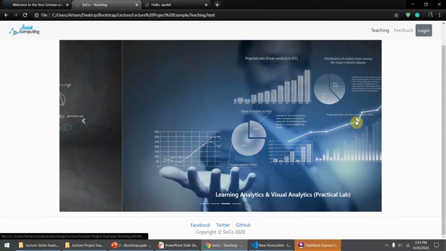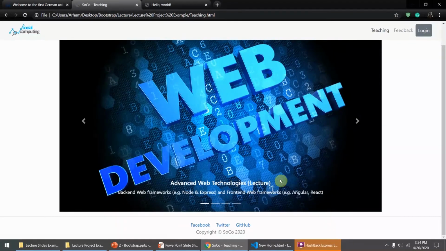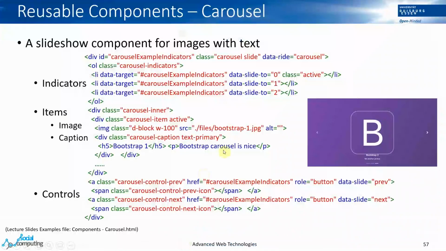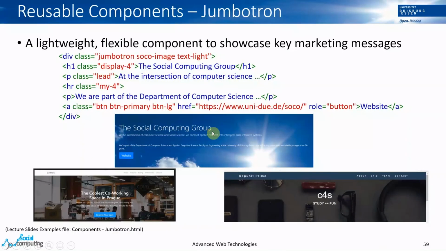For example, here you have only a title. Here you have a title and a subtitle. So depending upon your requirement, you can generate this carousel as a slideshow component. So for example, this is how we created ours.